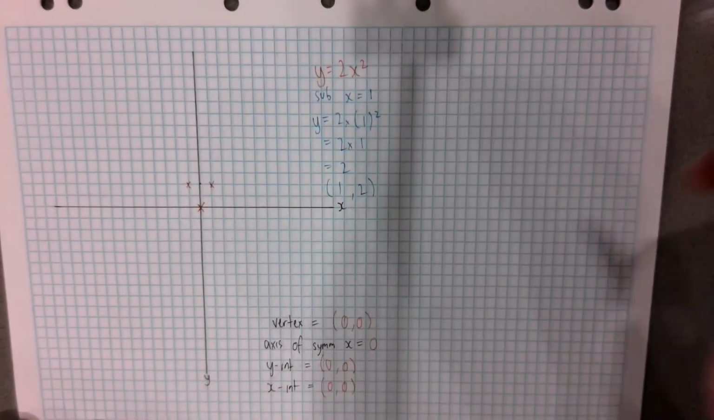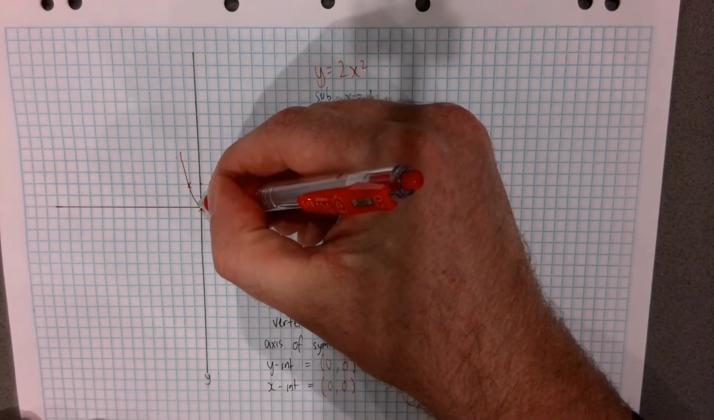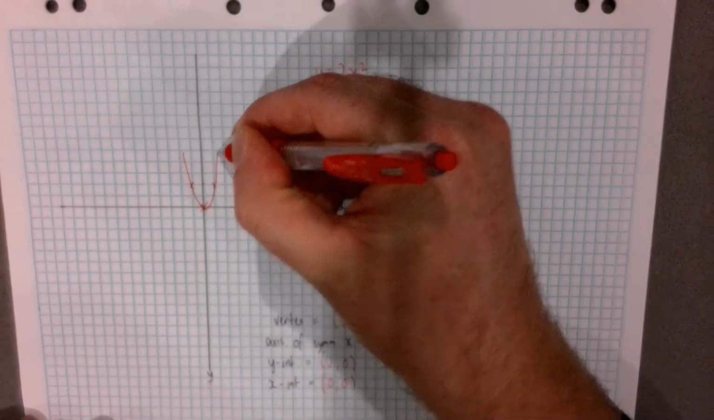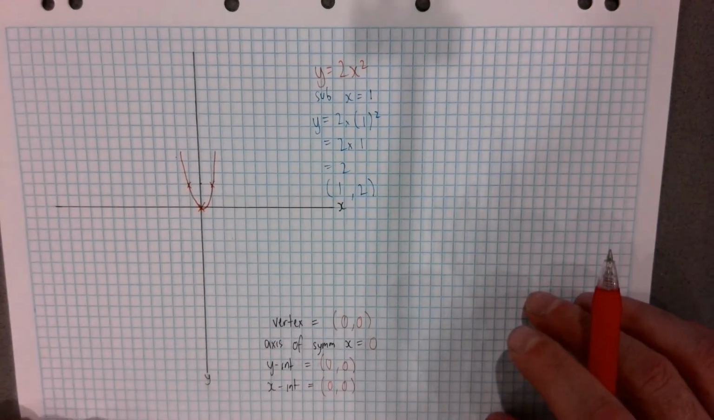Once I've got 3 points, it's pretty easy to just go ahead and sketch a parabola. Try not to use a ruler. We want to see a nice curved line when we're drawing that parabola. Okay.